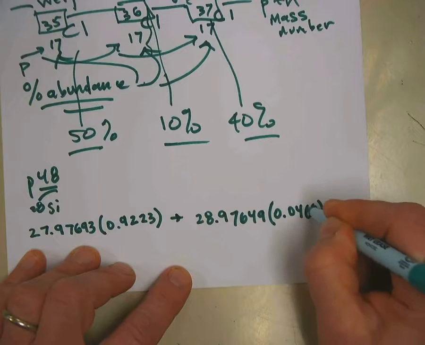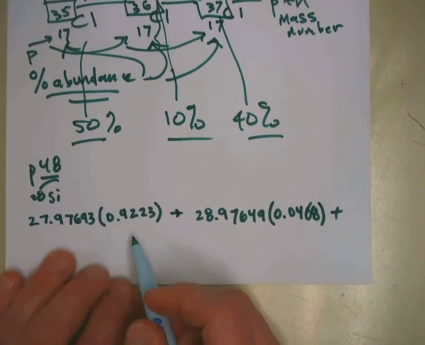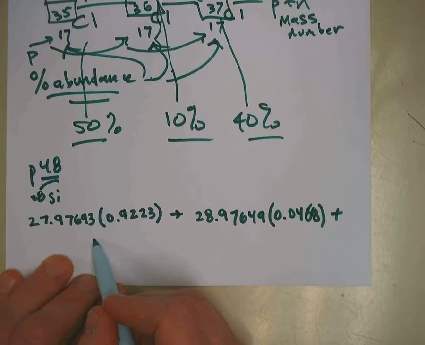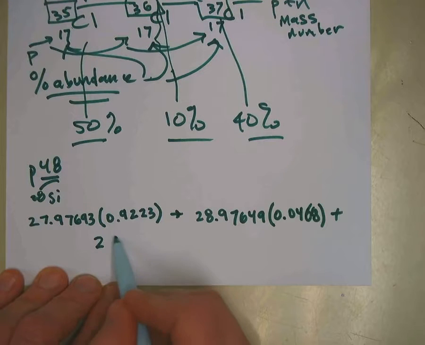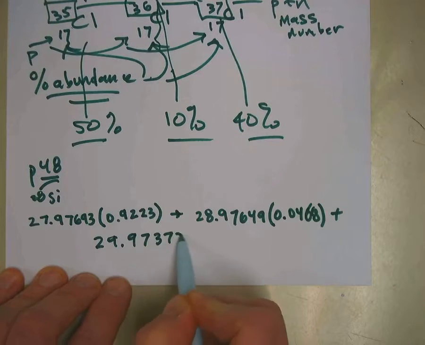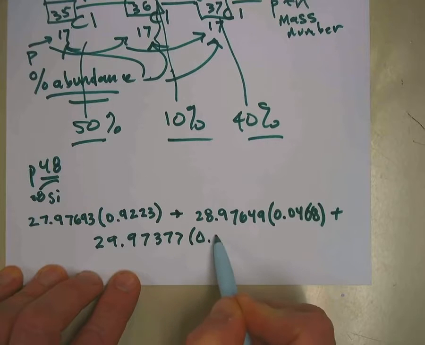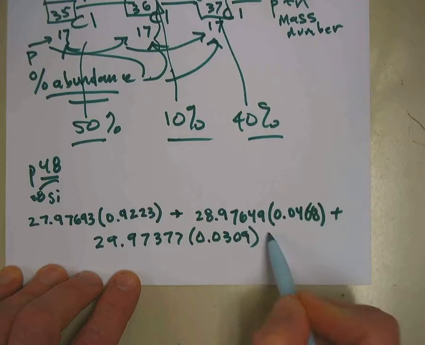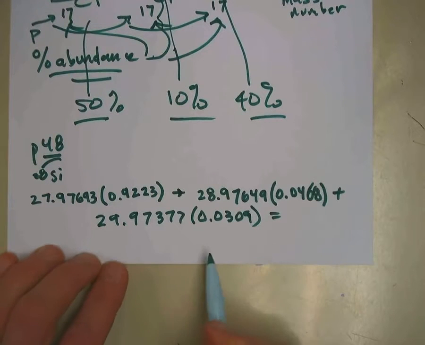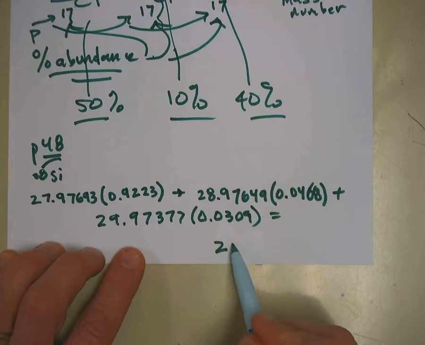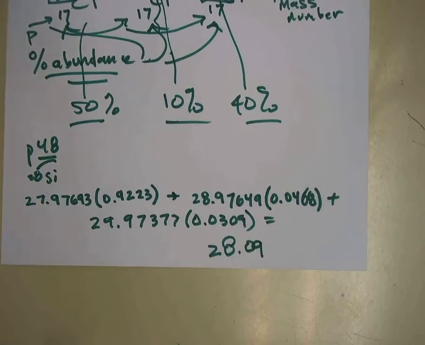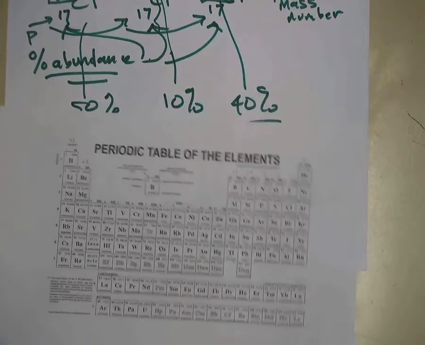Okay, and then add to that the last naturally occurring isotope, which is silicon-30, which is 29.97377 AMUs, and there's 3% of that, so 0.0309. Multiply them together, and you'll end up with an average atomic mass of 28.0 atomic mass units. And to check your answer, you can actually look on the periodic table.